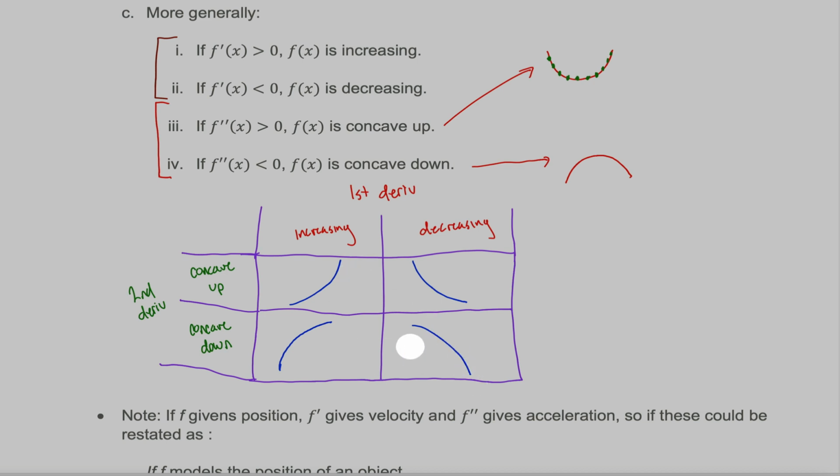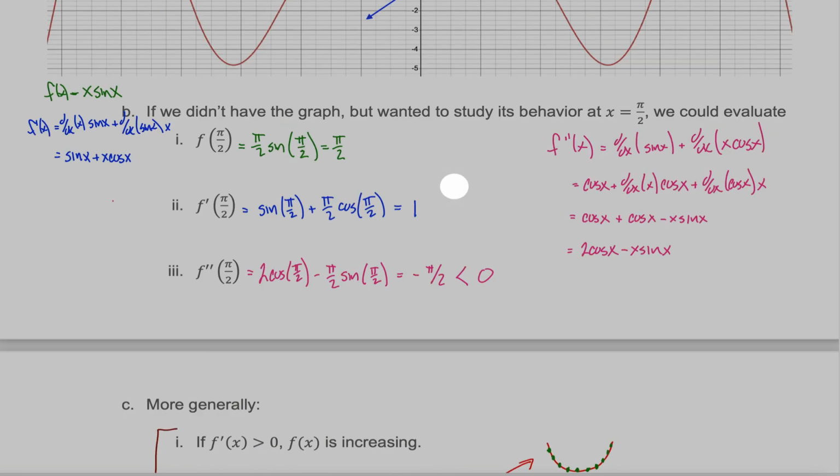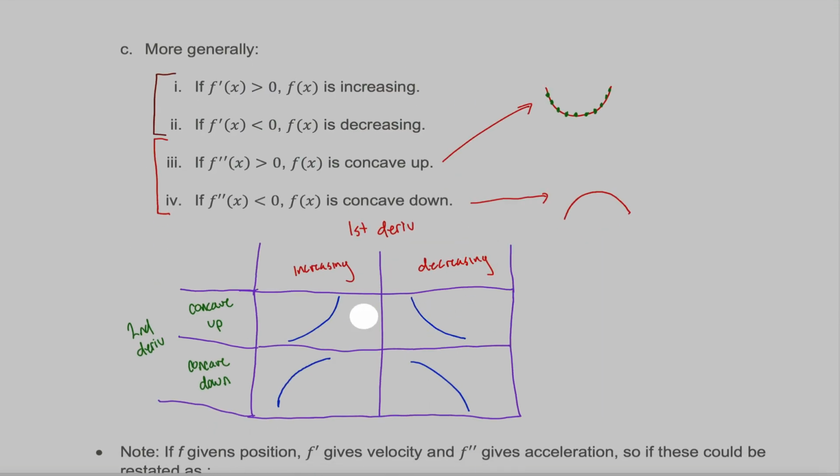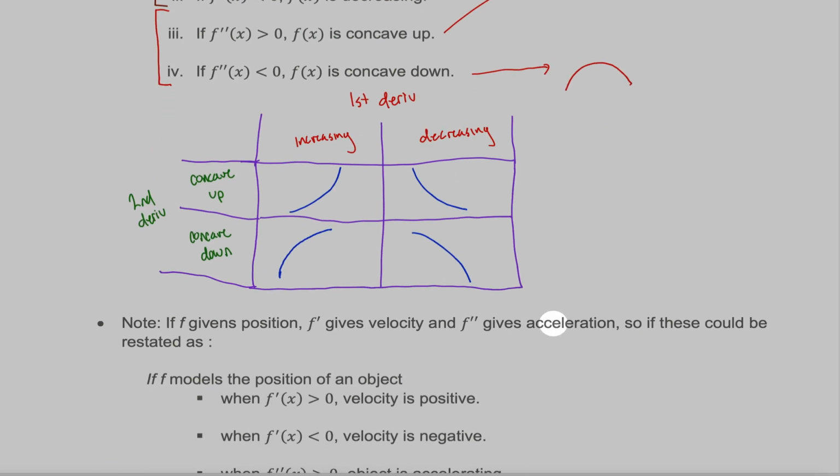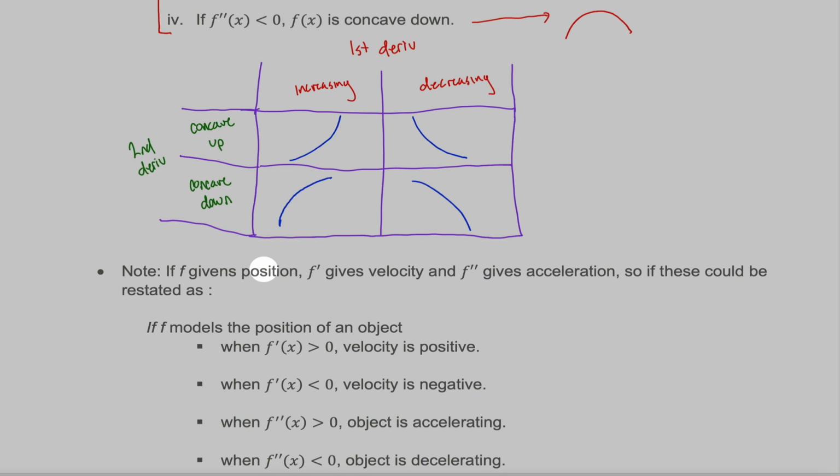If you can make sense of this grid and understand these 4 different shapes, you have a pretty solid understanding of how the first and second derivative affects the shapes of the graphs. The kind of practical application of this, which is typically quoted, is if your function gives you position, then f prime gives you the velocity, the change in position, and f double prime gives you the acceleration. The change in velocity is your acceleration.